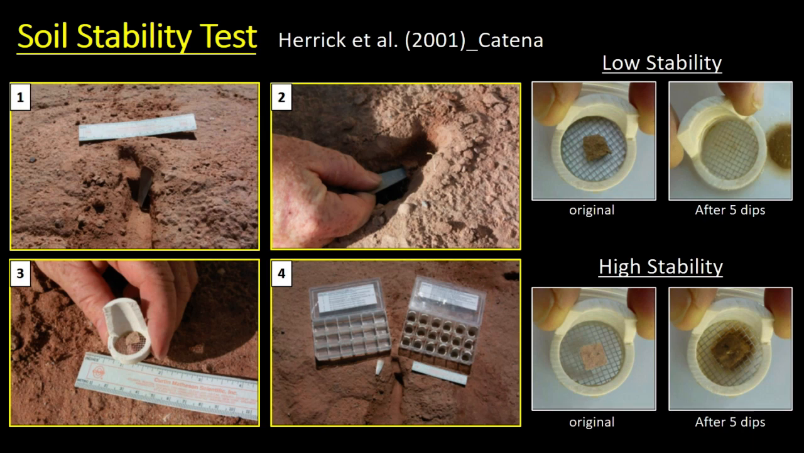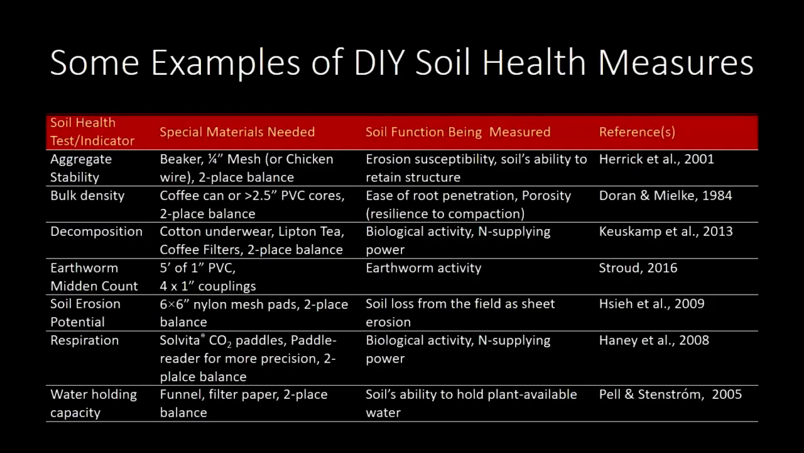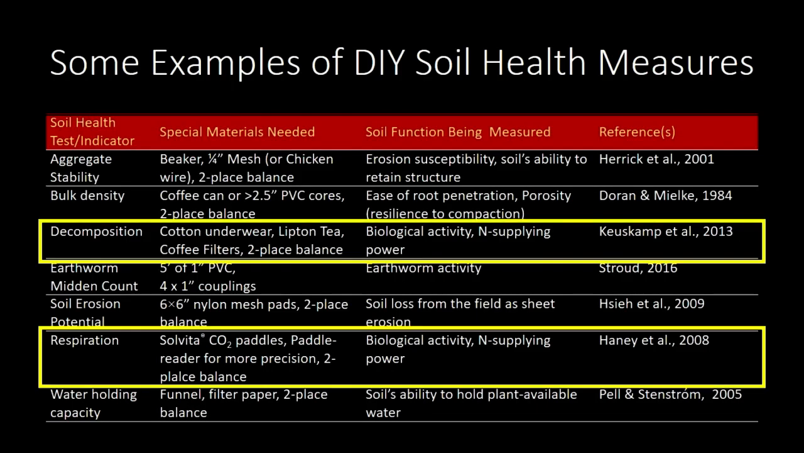So here's an example. This was a soil that had very low stability. This is what it looked like before they did this series of dips in water. This is after the dips. This is a highly stable soil. This is the original. I know it's hard to see that aggregate there, but after 5 dips, it stayed intact. So that's another DIY soil health measurement.